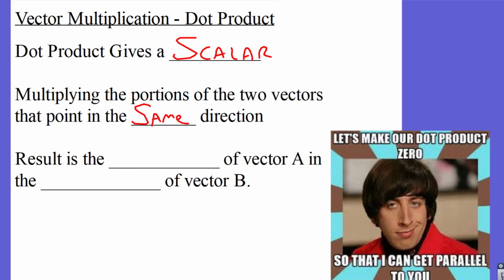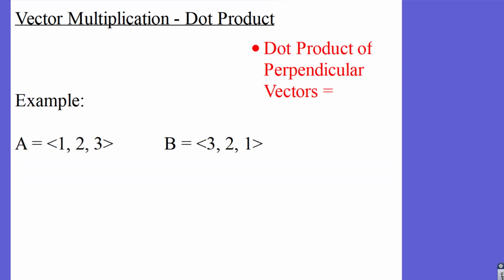A dot product is where we're looking at the things that are in the same direction, which means the result is the component of vector A in the direction of vector B. So let me give you an example of this.